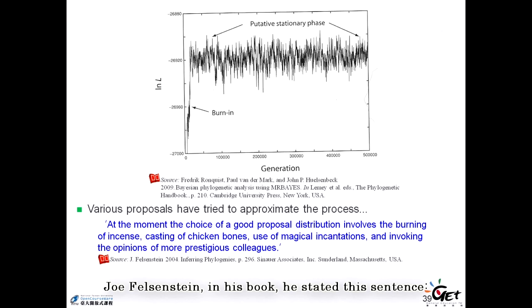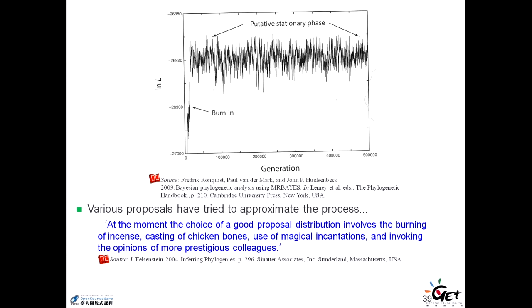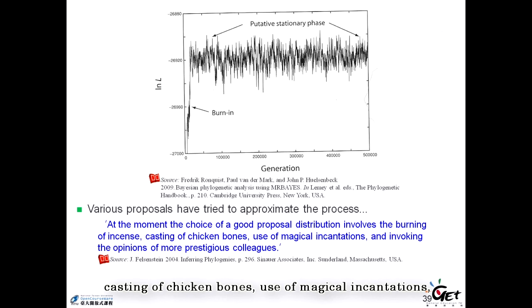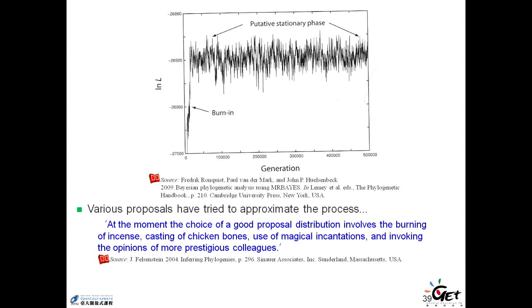Geoffrey Sandstein, in his book, stated this sentence: "At the moment, the choice of a good proposal distribution involves the burning of incense, casting of chicken bones, use of magical incantations, and invoking the opinions of more prestigious colleagues." Well, in other words, there are no good proposals at all. And he's just joking, well, if you can understand his jokes.